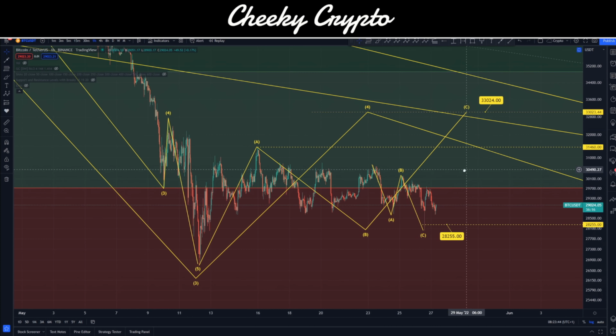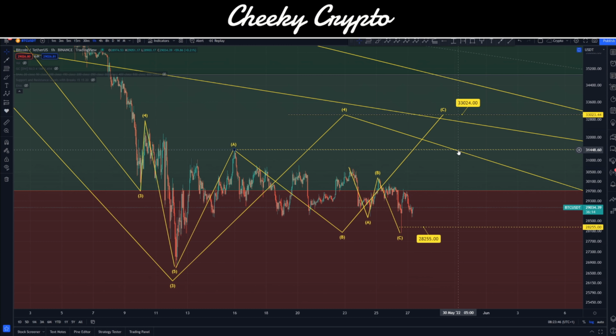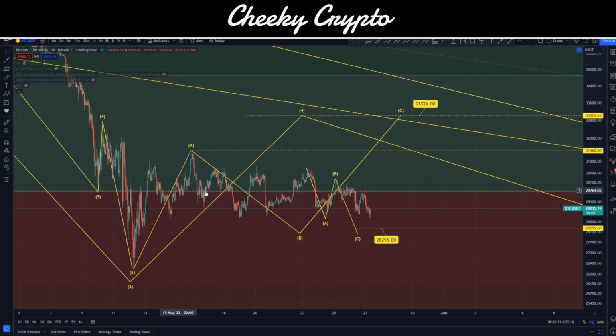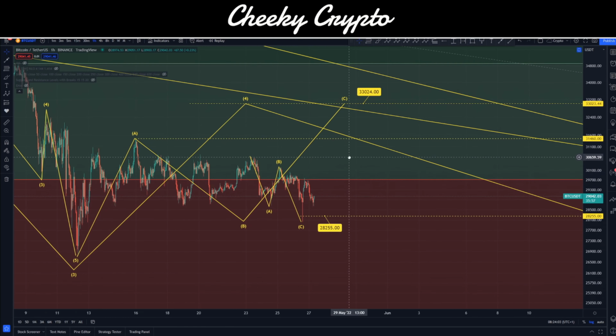Again, this is a 1-to-1 ratio, but they don't always have to play out like that. The top of our wave 1 here is coming in at 31,460. That would be the minimum. So you create a double top and then you pull back down. So we could be anywhere between 31,460 and 33,000 before we start to see a bit of a reversal.